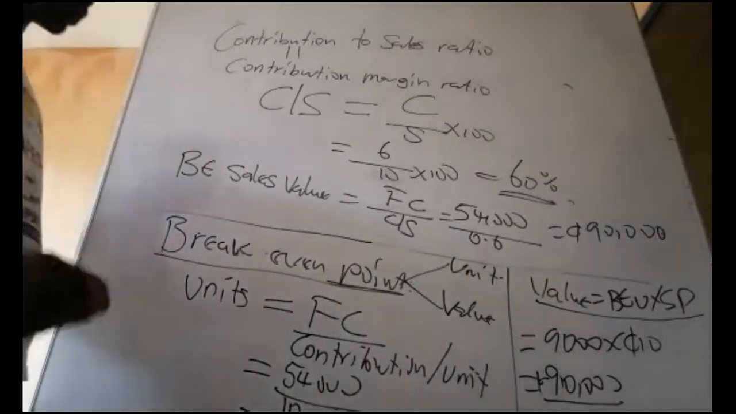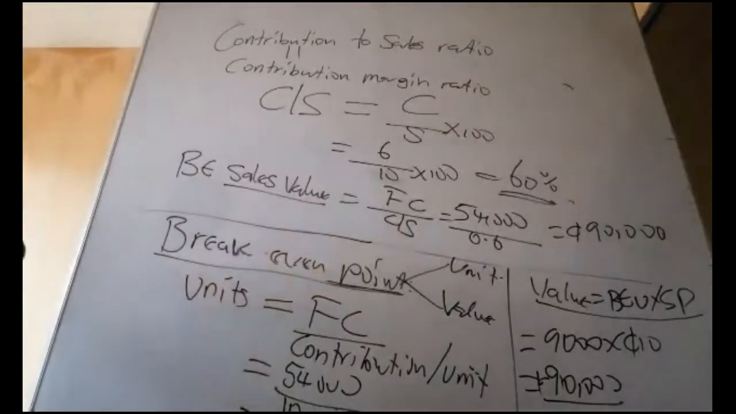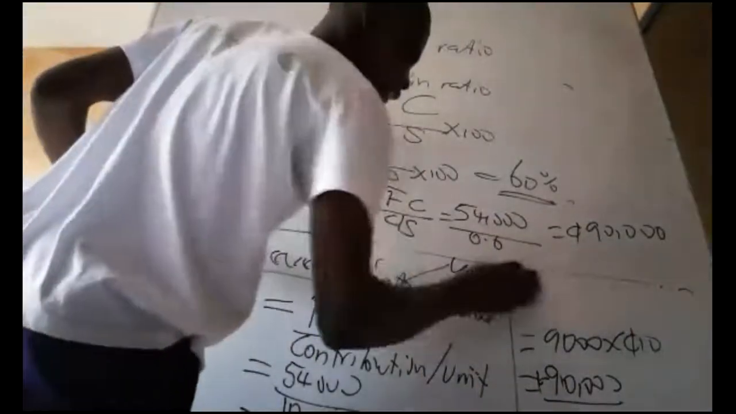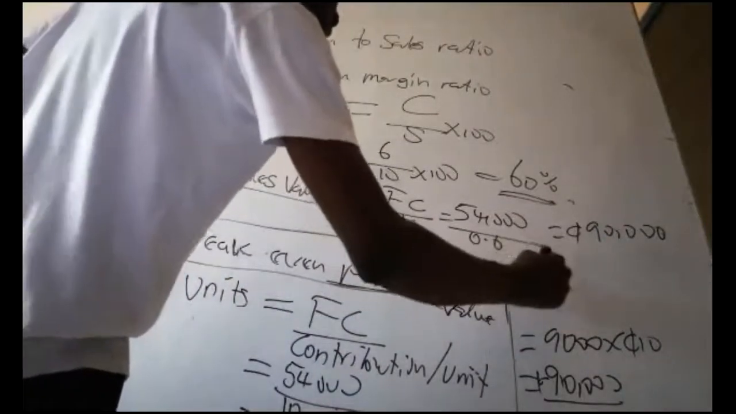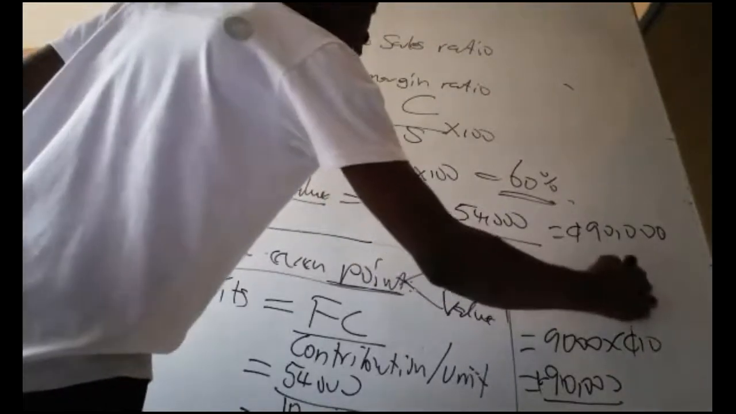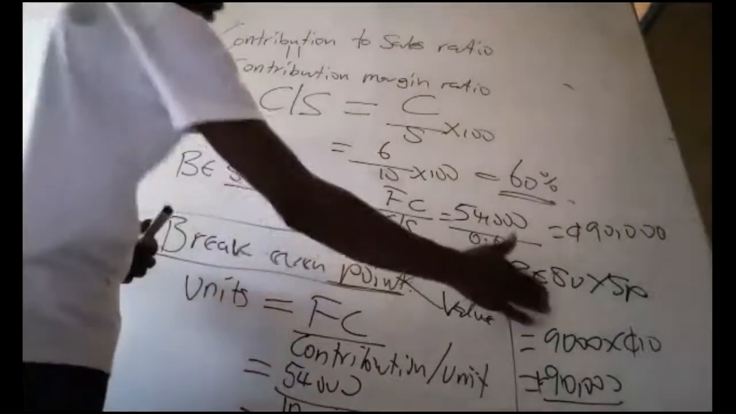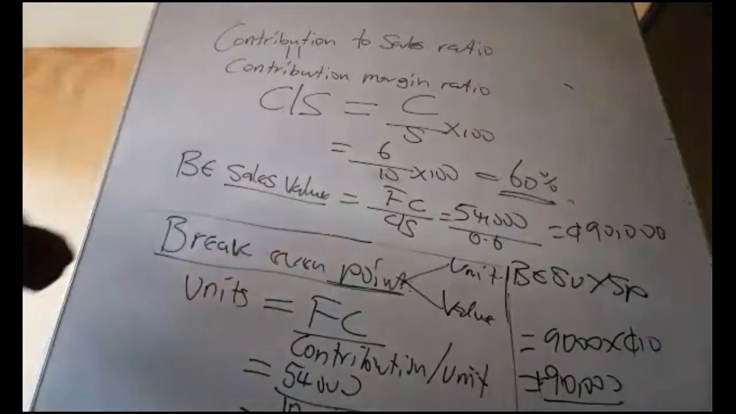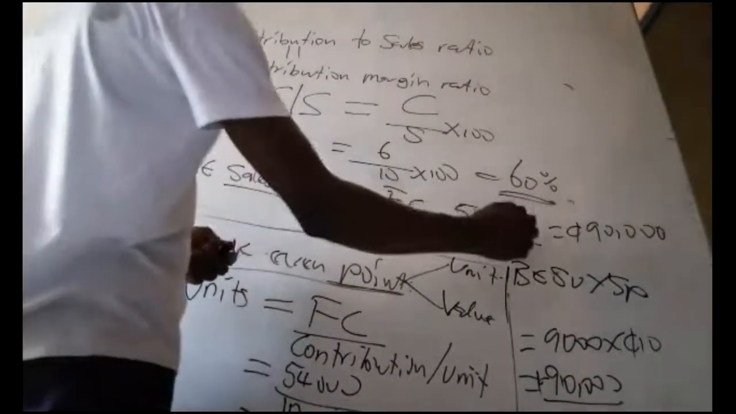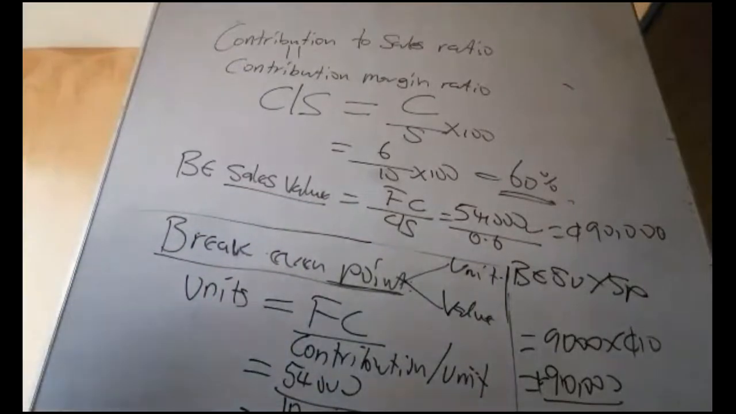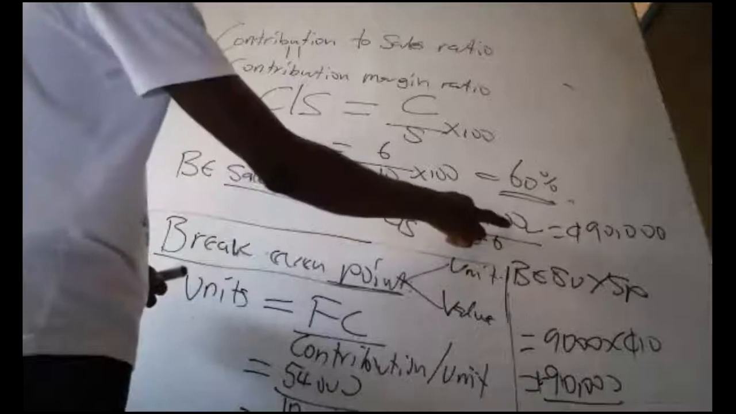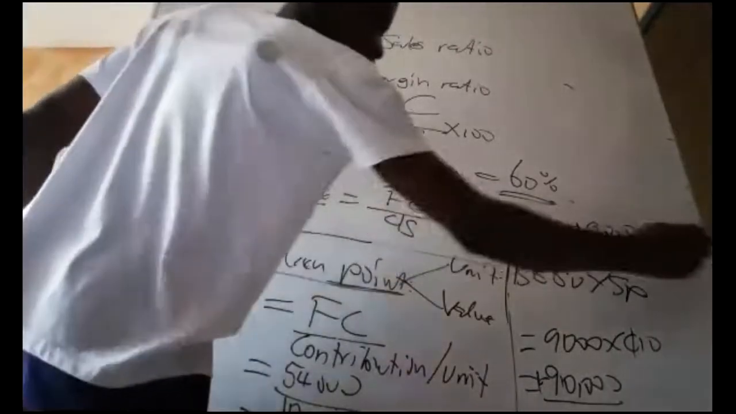The break-even sales value. We said that the traditional formula, or the normal formula that we use to calculate it, is equal to the break-even sales unit times the selling price. That's what we know. And then there's an alternative formula. The alternative is just relax. Take your fixed cost, divide it by the CS ratio. You are done. So you take your fixed cost of 54,000, you divide by 0.6. It will give you the same answer.